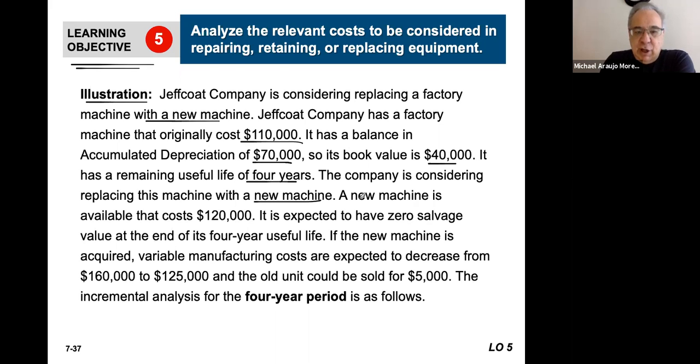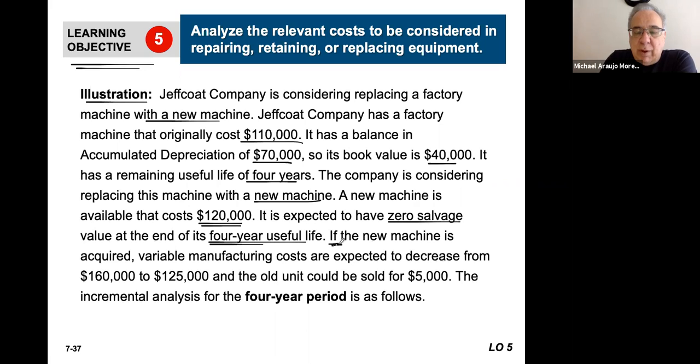The new machine that's available is going to cost them $120,000. It's going to have a 0 salvage value, so they're going to run this thing into the ground at the end of its 4-year useful life. Yeah, they really are going to run it into the ground.